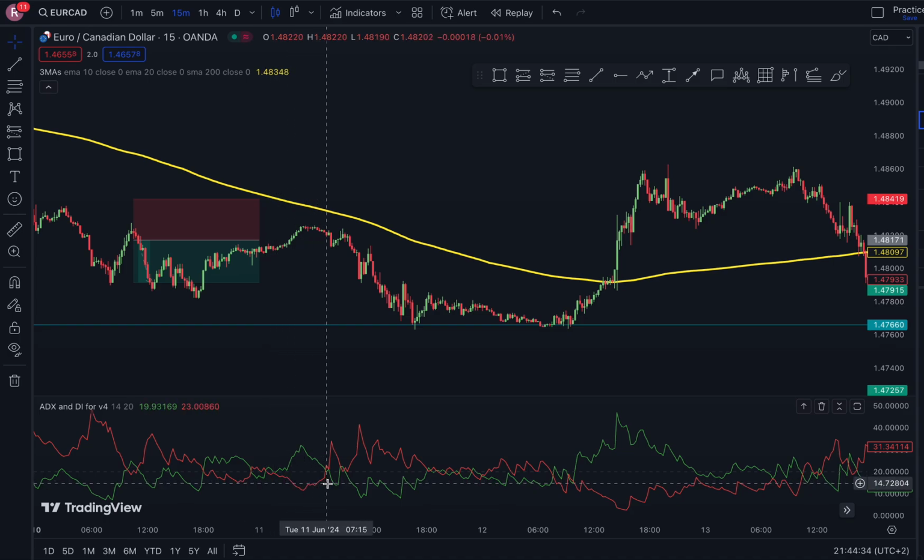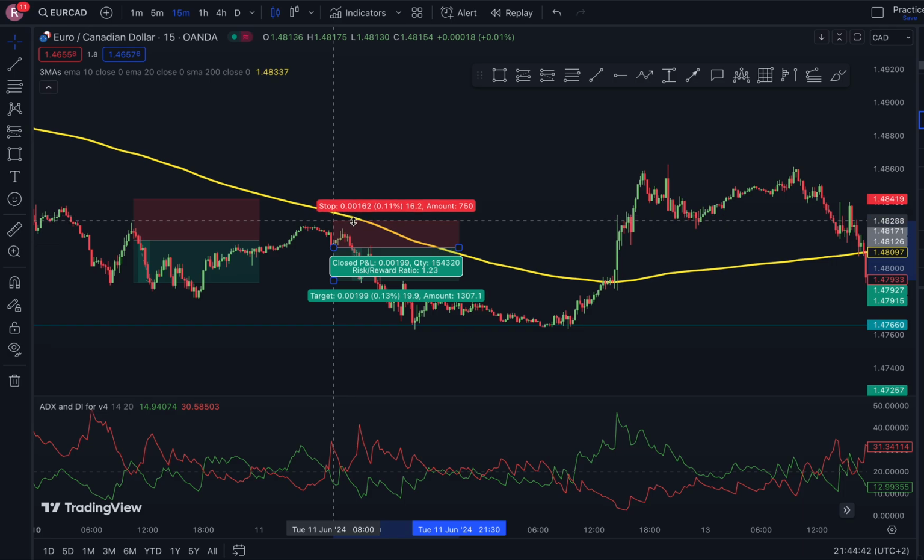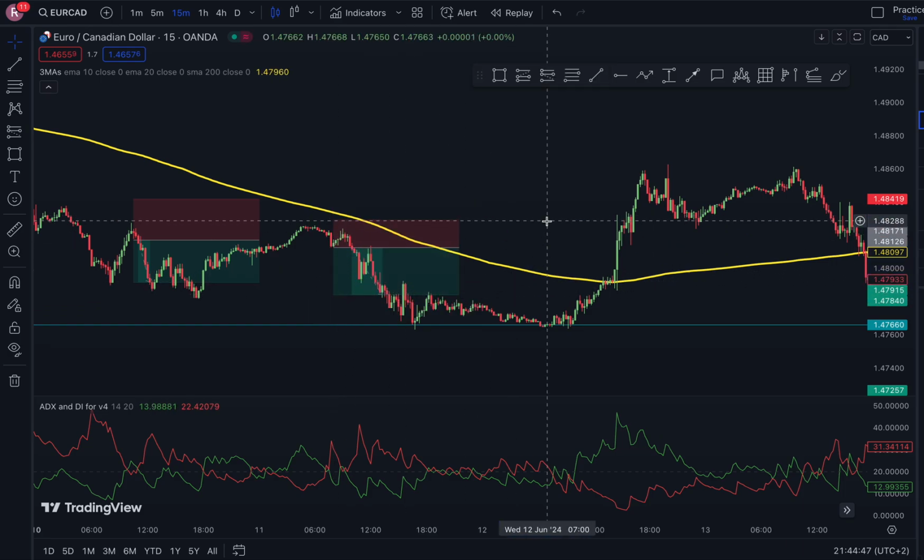That's midnight. We have a crossover again here. Gonna take a sell right here. Crossover. Stop loss over this high, target these lows, and there we go.